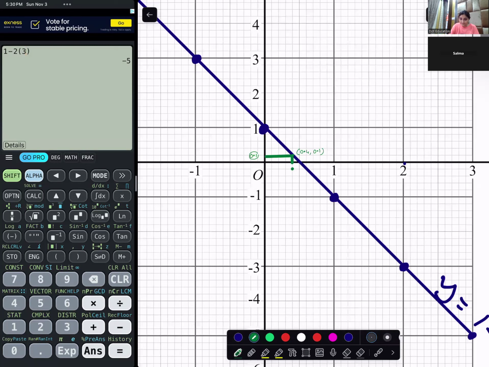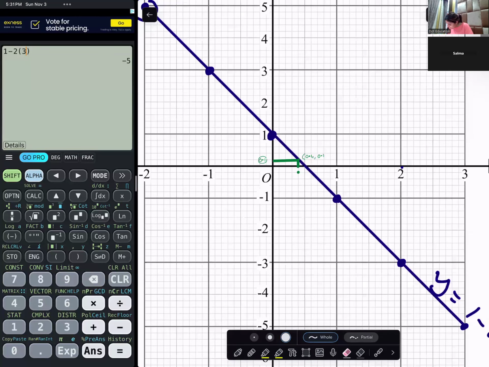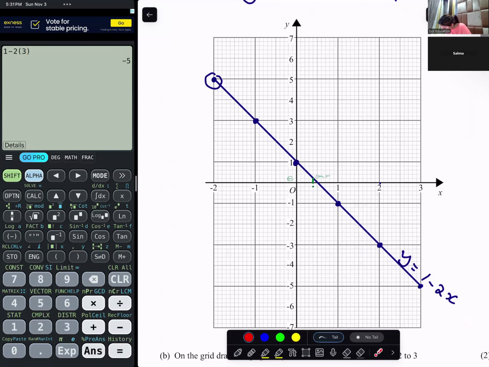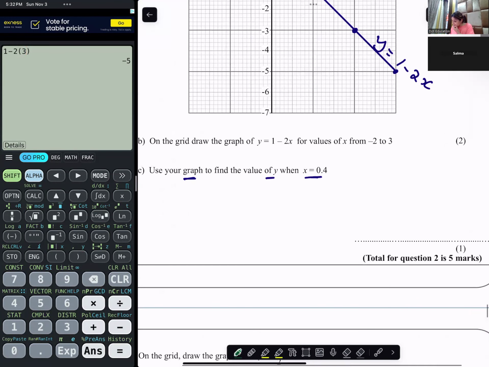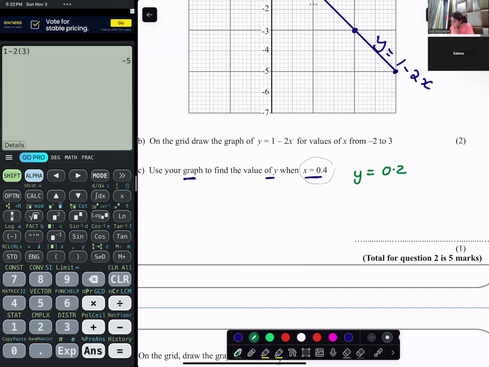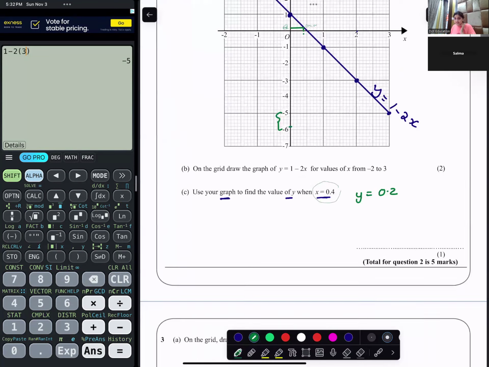Please check. You see properly, the distance between 0 to 1 is 10, but over here, the boxes are 1, 2, 3, 4, 5. That means every box represents 0.2. So when x is 0.4, my y is 0.2. Why? Because here there are only 5 boxes, that means every box represents 0.2.